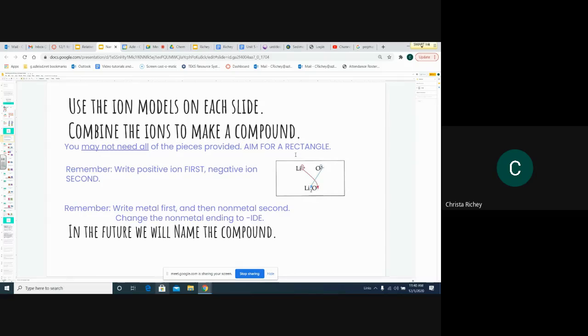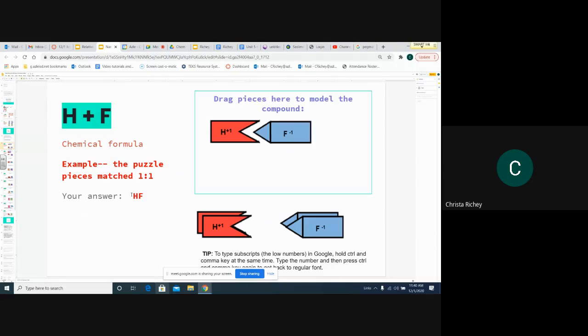Okay, so we want to perfectly fit together pieces. And don't forget, the negative ion changes to "ide." If it is a polyatomic ion, do not change the "ite" or the "ate." It's really hard for me to see these teeny tiny little tabs. Okay, so this is how these, what we call ion chips, they're digital, they're not paper.